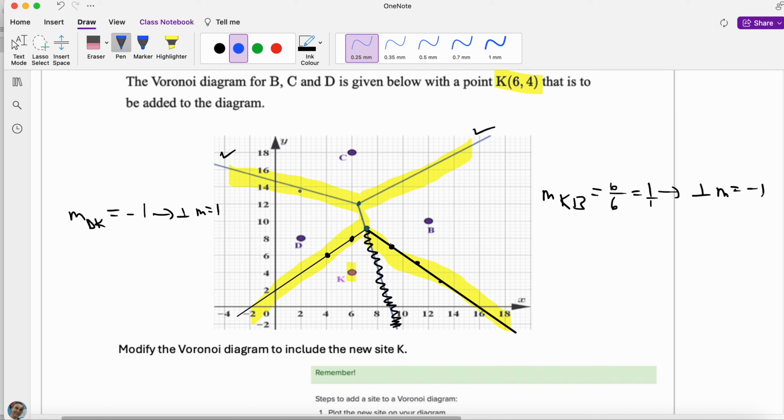So yeah, just get rid of the line that you don't need anymore, and then just go one by one. Start with a point, take the middle, always with a midpoint and perpendicular bisector. And there you go. You've created a new Voronoi. Bye.